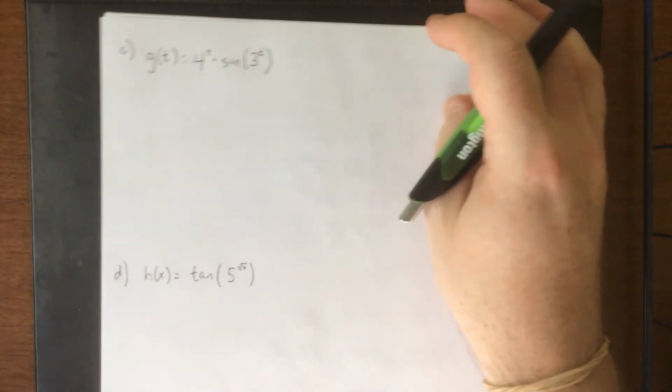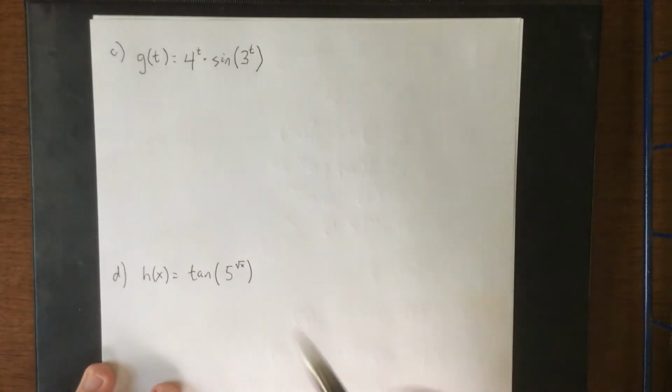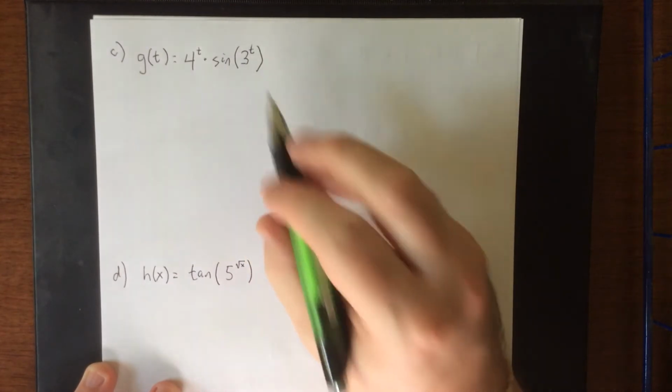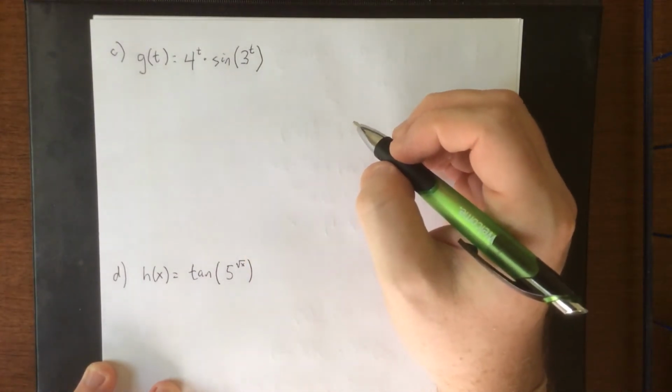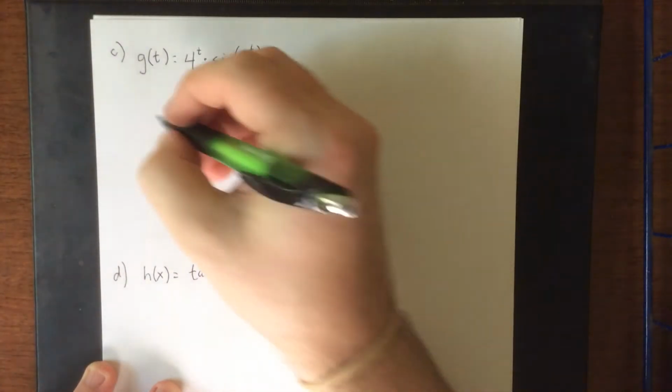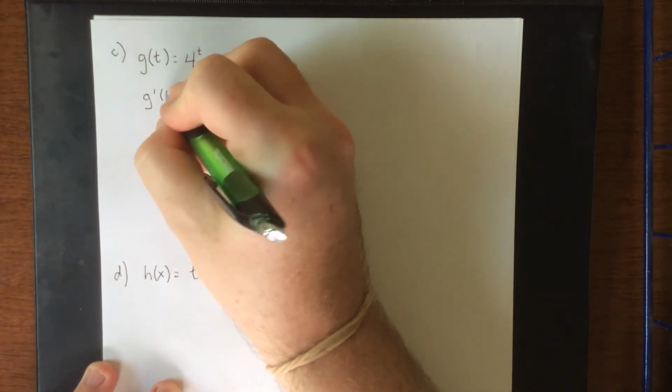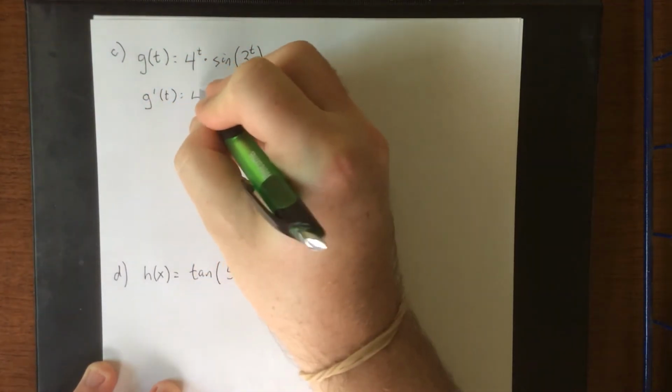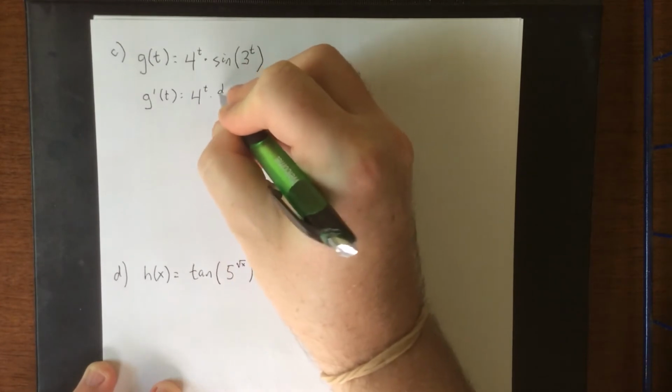Part C, let's throw some trigonometry in here as well. We have g of t is equal to 4 to the t power times the sine of 3 raised to the t power. Now we're going to start with the fact that this is a product and apply the product rule. So g prime of t is equal to the first function, 4 to the t, times the derivative of.